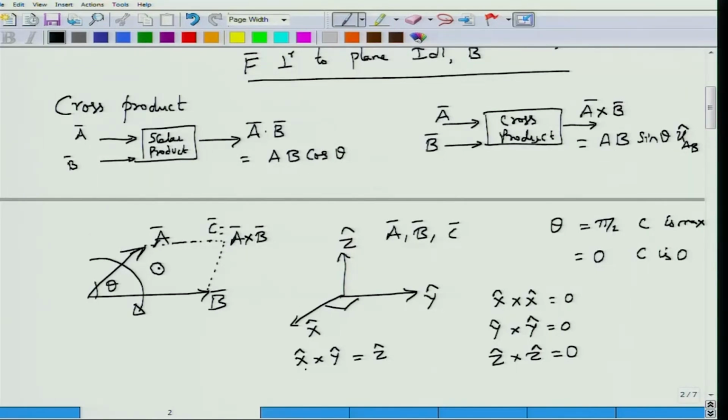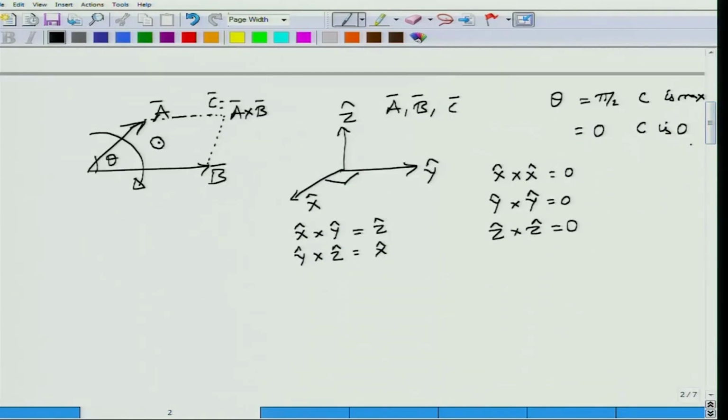Similarly, you can see that if you go from y to z, imagine turning a screw from y to z, that screw would then point towards the x direction. So, you have y cross z being equal to x, and the last one would be to take the vector from z to x. So, you rotate from z to x, then you will see that the screw actually moves along the y direction, therefore giving you z cross x is equal to y hat.